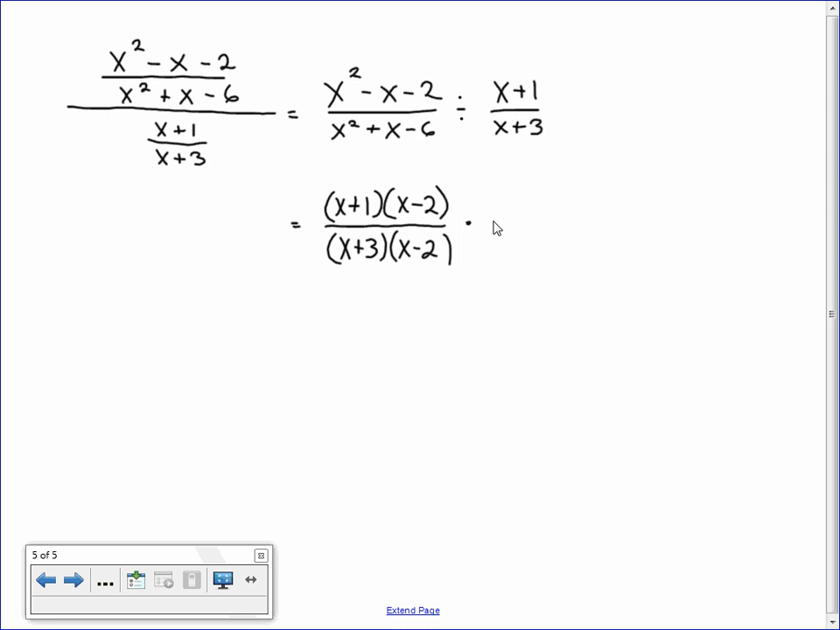Alright, change to multiplication, and I'm going to flip this one over. X plus 3 is prime. I'll throw parentheses around that. X plus 1 is prime. Put parentheses around that, and now we can cancel. X plus 1, x plus 1, x minus 2, x minus 2, x plus 3, x plus 3. Since everything's canceled on the top, I've got 1 on top. Everything's canceled on the bottom, I've got 1 on the bottom. 1 over 1 is 1.